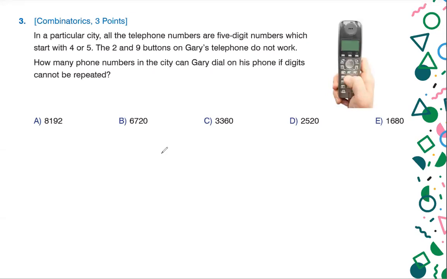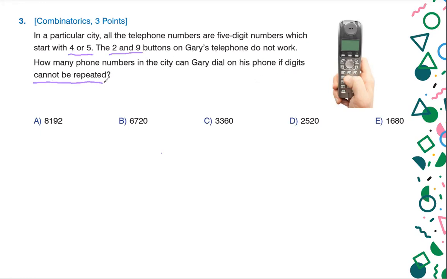So the question is a combinatorics question, right? In a particular city, all the phone numbers are 5-digit numbers, which start with 4 or 5. So it could be either of these. And then 2 and 9 don't work. Okay, so we should keep this in mind. And how many phone numbers in the city can Gary dial on his phone if the digits cannot be repeated?